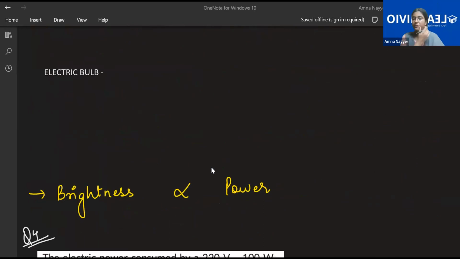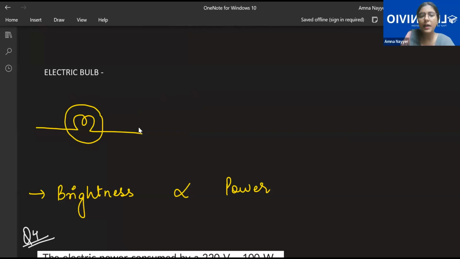Let's come to the electric bulb. There are a few questions about electric bulb in your syllabus. Electric bulb has just one basic thing that you need to understand. This is how you represent a bulb. If this symbol is given, this is how you represent it in terms of current electricity. And if the symbol is like this, it means the bulb is glowing.